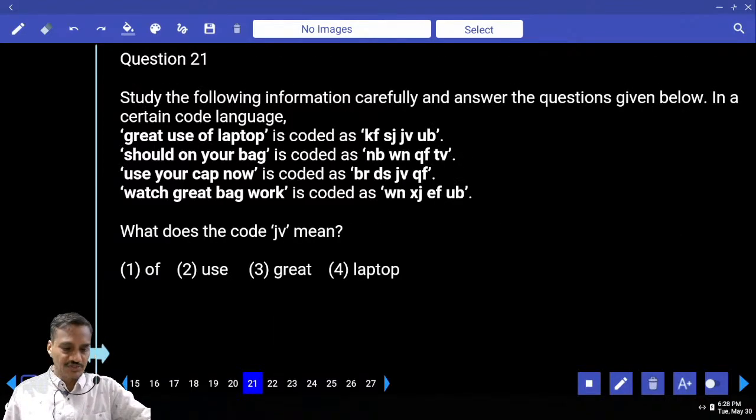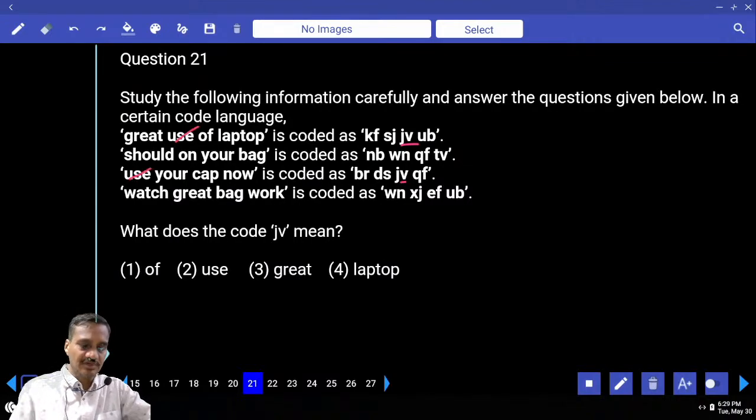And next one, 21st. Now in this question number 21, what does the code JV stand for? Now JV is here, JV is here. Now it is common between the first and the third, then tell me what is the word that is common. Use is the only word that is common, and the code for use is JV.